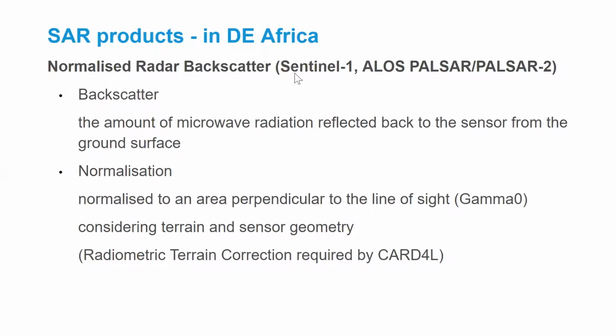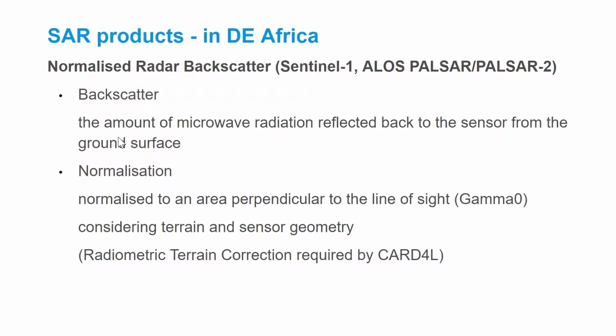We actually have Sentinel-1 backscatter and also an ALOS annual mosaic that's collected by the ALOS PALSAR and PALSAR-2 sensors. Both of these data sets are normalized backscatter. What does that mean? By backscatter, we just mean we only have data that measures the amount of microwave that reflected back to the sensor from the ground surface.